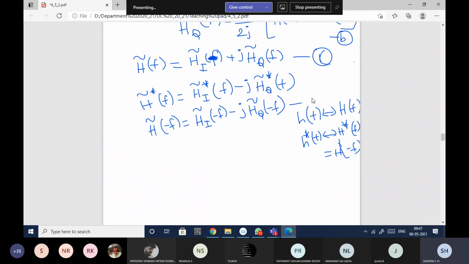Okay, anybody have doubts here? I've used the same property. This property I've used here. Okay, so this is D. Now what I'll do, I'll add C and D. C and D, when I add, it will be h star of f plus h tilde of minus f, which will be equal to, these two will get added and these two will get subtracted.